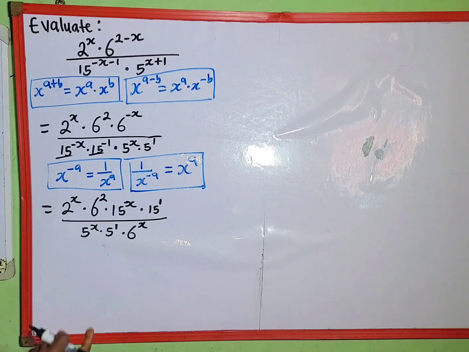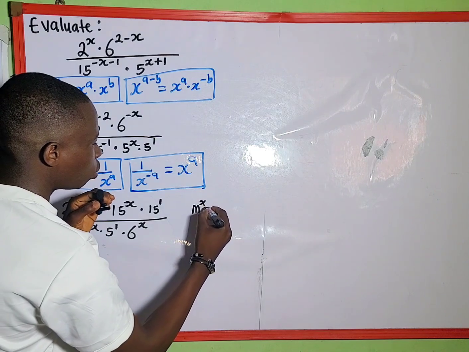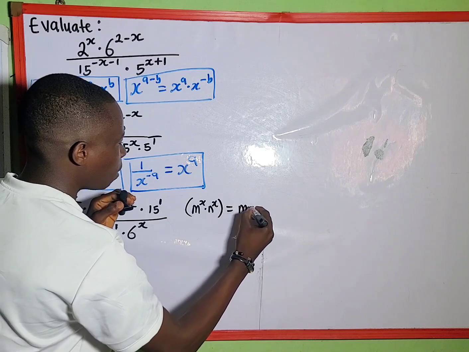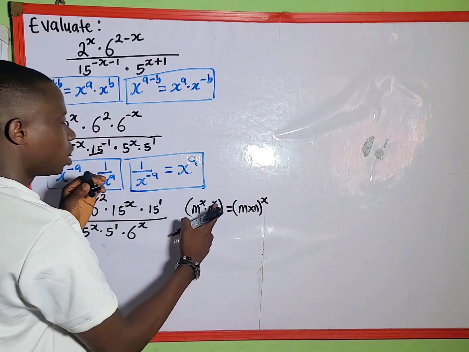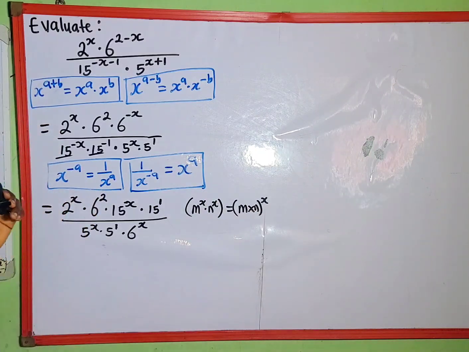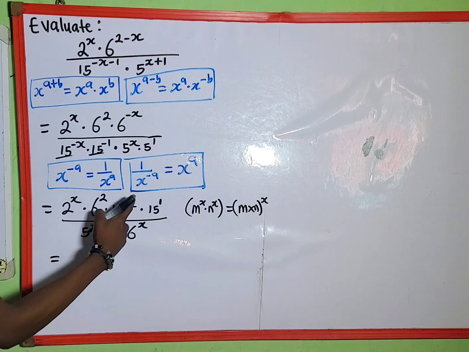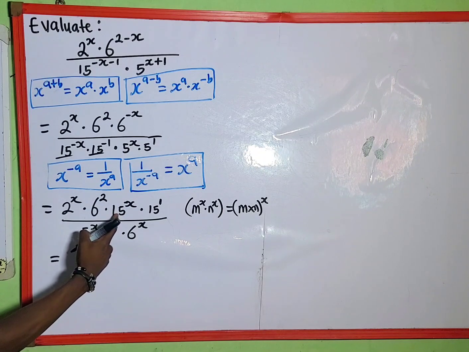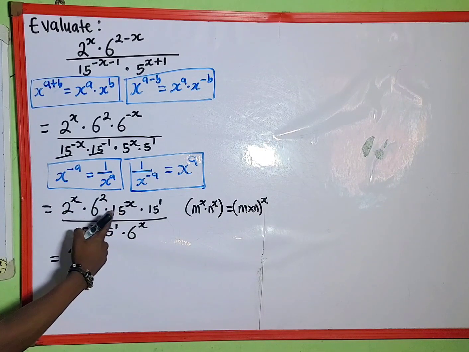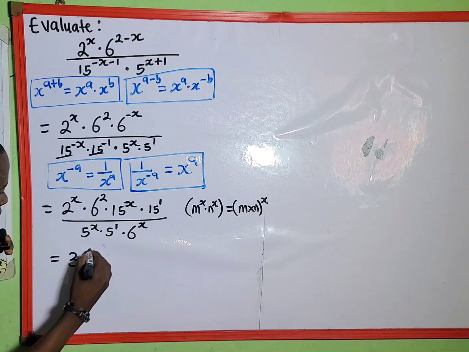Now, the next thing we're going to do is to record this property that says when we have m raised to the power of x multiplied by n raised to the power of x, this is the same as m multiplied by n all raised to the power of x. Since the powers are the same, we can take the power out, then we multiply the two bases. So applying that property here, we have 2 raised to the power of x, and this is 15 raised to the power of x. So we can multiply the two bases, 15 and 2, then we take the power out. 2 multiplied by 15 is 30, then 30 raised to the power of x. So we take the power out, which is x.